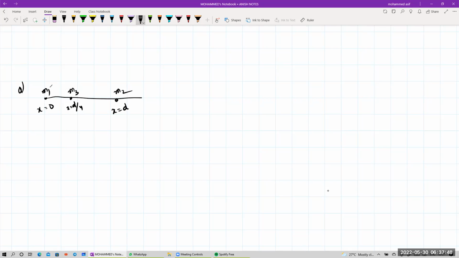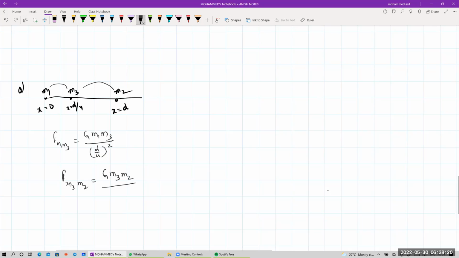Yes, sir. First, the force between these two, then the force between these other two, and equate them. The net gravitational force between them is 0. So the force between m1 and m3 is G m1 m3 divided by (d by 4) whole square. Then the force between m3 and m2 is G into m3 into m2 divided by the other distance.